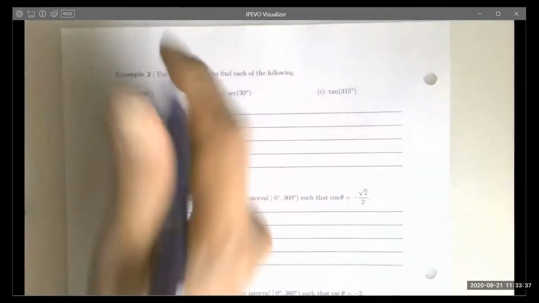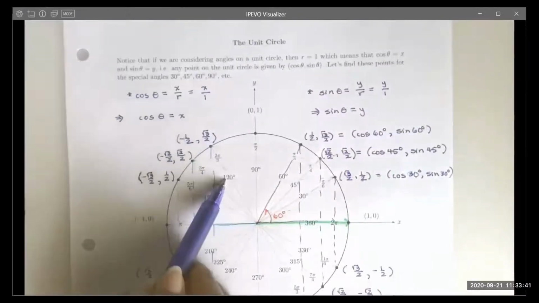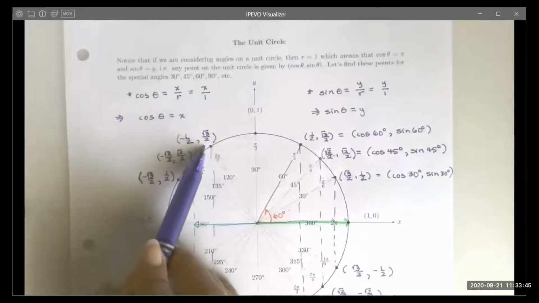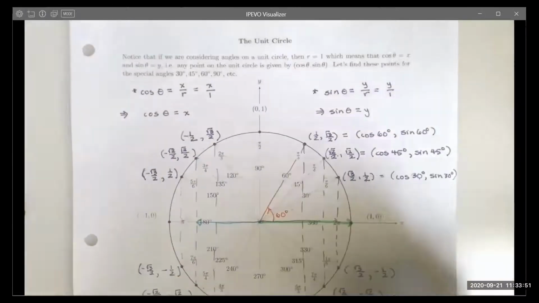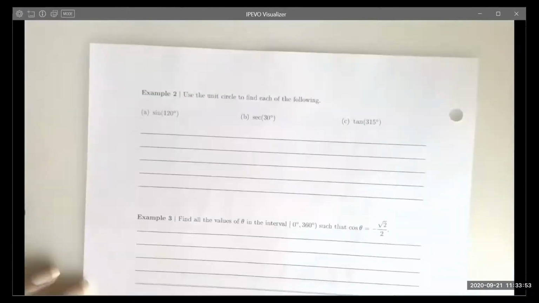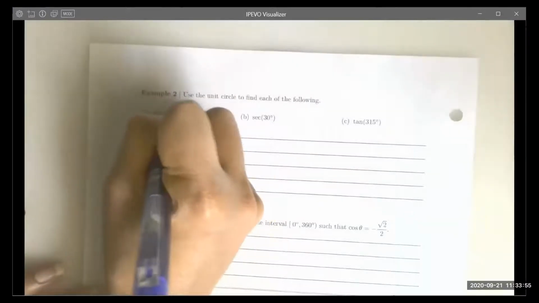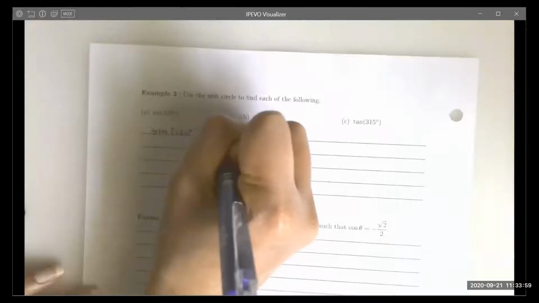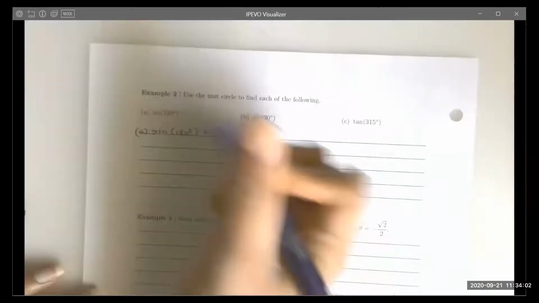So let's see, if we go over to the unit circle, here is 120. Sine is represented by the y value. So we're going to get that sine of 120 is square root of 3 over 2. This is for part A.